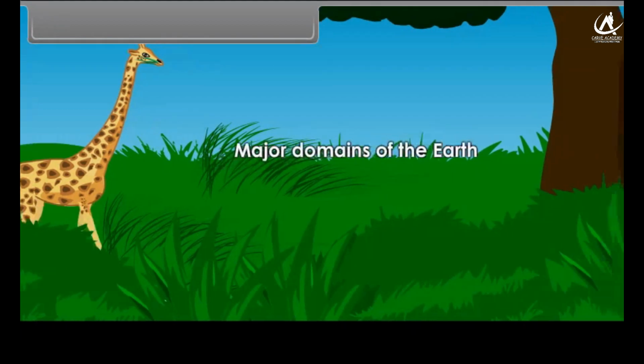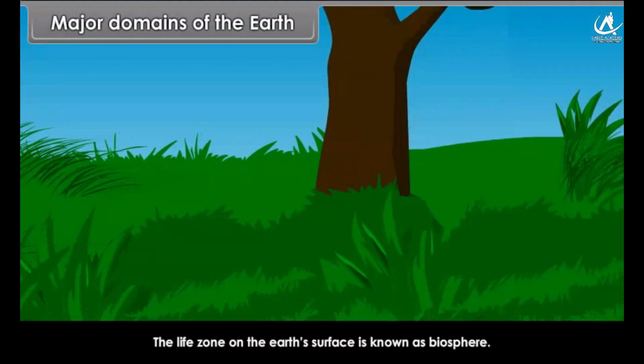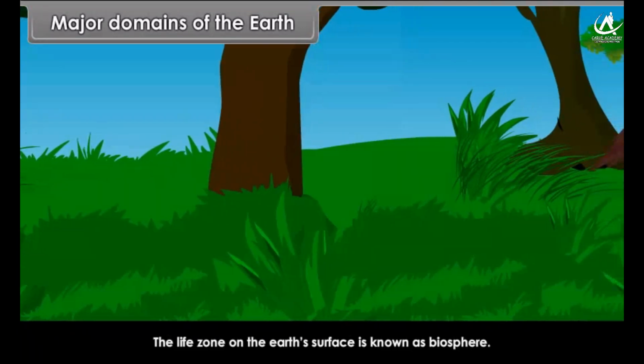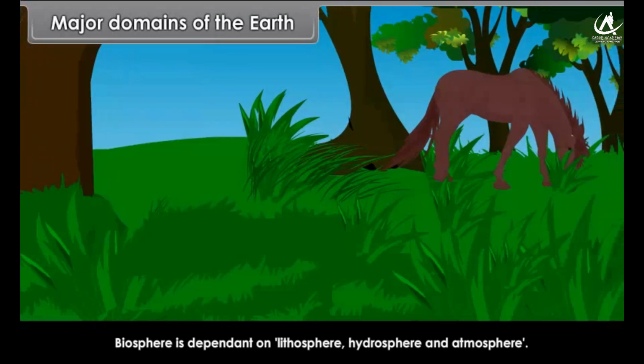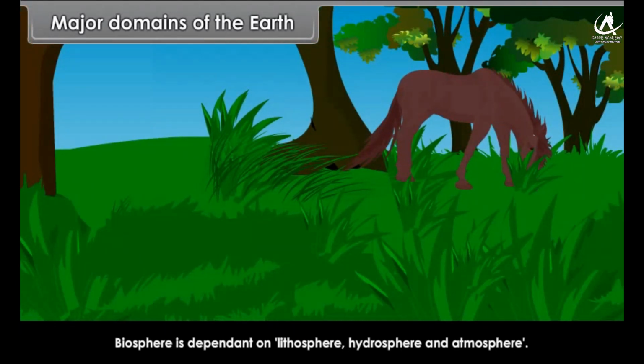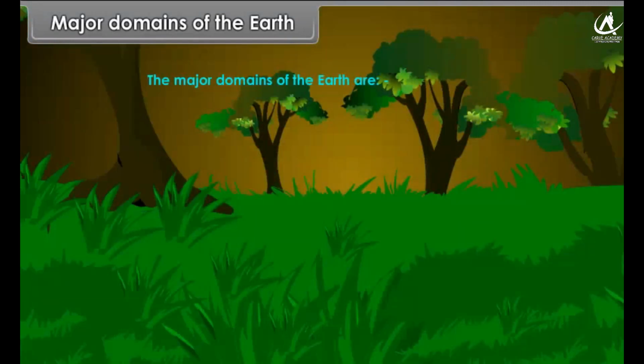Major domains of the Earth. The life zone on the Earth's surface is known as Biosphere. Biosphere is dependent on Lithosphere, Hydrosphere and Atmosphere. These are known as the domains of the Earth. The major domains of the Earth are Lithosphere, Atmosphere, Hydrosphere, Biosphere.